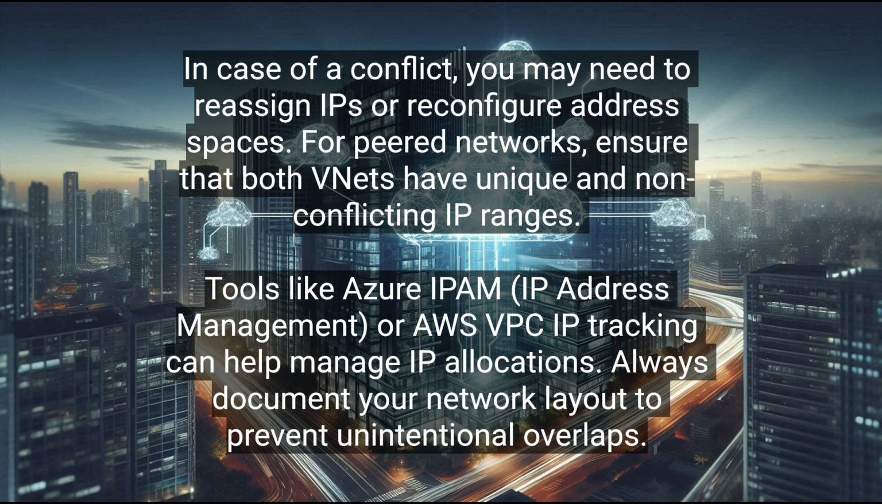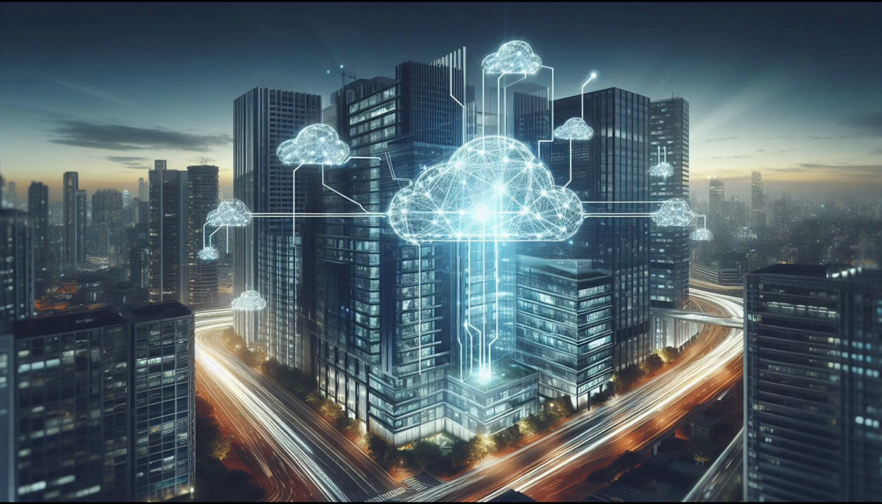For paired networks, ensure that both VNets have unique and non-conflicting IP ranges. Tools like Azure IPAM, IP Address Management, or AWS VPC IP tracking can help manage IP allocations. Always document your network layout to prevent unintentional overlaps.